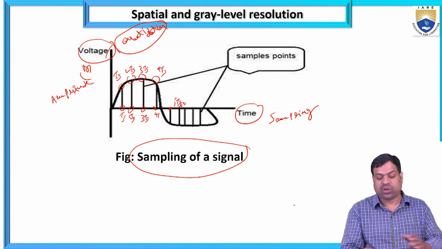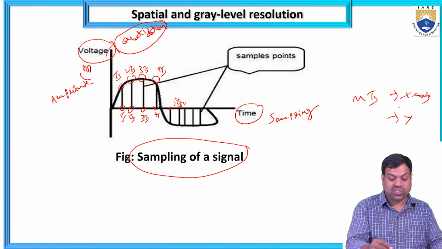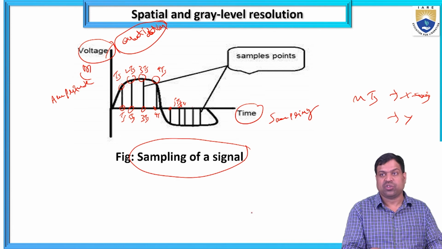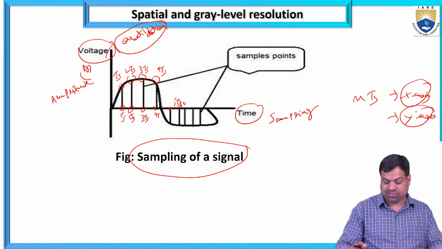In total how many are there? Suppose I am taking NTS samples on the x-axis. So what does the y-axis mean? Voltage or amplitude. What are the amplitude levels? I am taking them on the y-axis. So the x-axis is the sampling, and the y-axis is the quantization process.